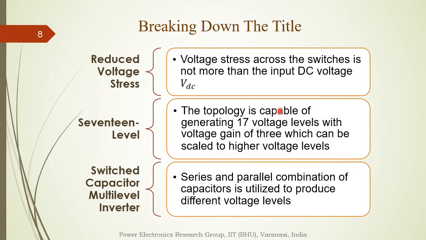Now breaking down the title of the proposed structure: reduced voltage stress. Here the voltage stress across all the switches is not more than the input DC voltage, VDC. The voltage stress across all the switches will be within the input DC voltage, not more than VDC. It can generate 17 output voltage levels, and for the switched capacitor, series-parallel combinations of the capacitors are utilized to produce different voltage levels.